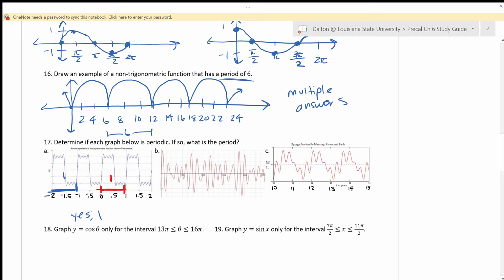For part B, if you look at this wave, there are no repetitions. There's no type of pattern that occurs between these waves. Nothing repeats itself over and over again, so it is not periodic.